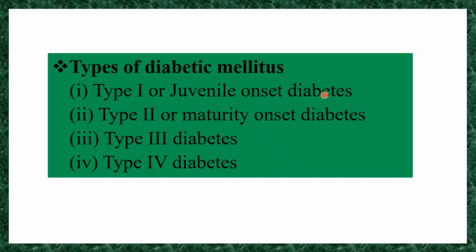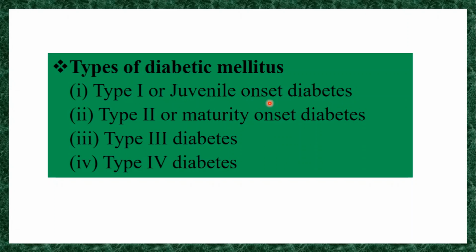So in this type of diabetes, juvenile diabetes, the hyperglycemia, glucosuria, polyuria, and polydipsia develop rapidly, and this diabetic lacks the ability to synthesize and secrete insulin, and that person will depend on the administration of external insulin for survival. So this is all about type 1 or juvenile onset diabetes.